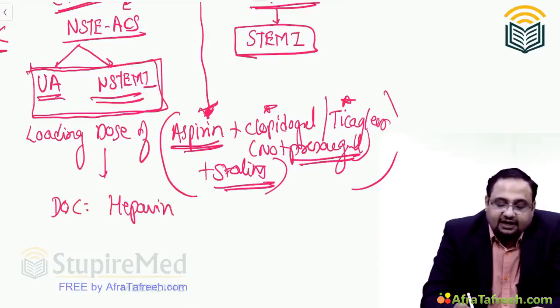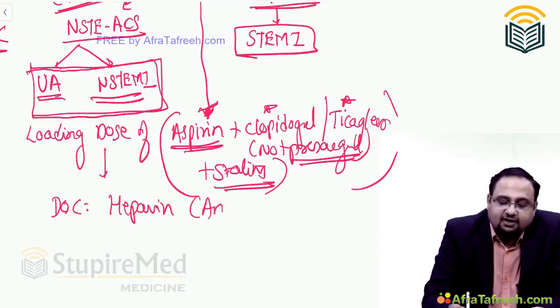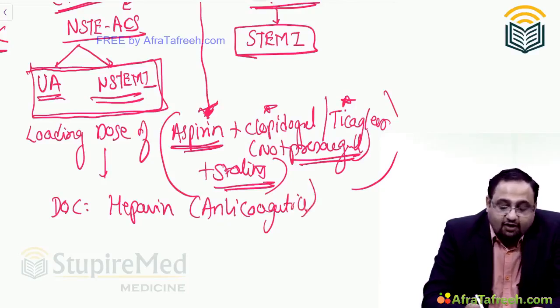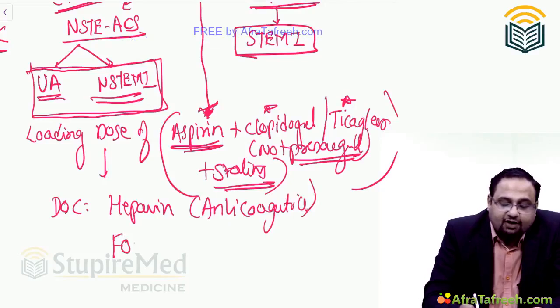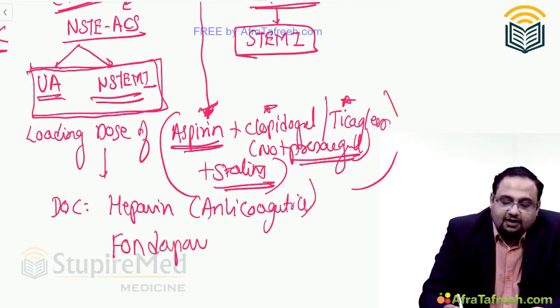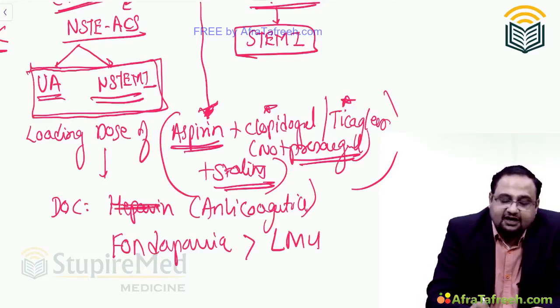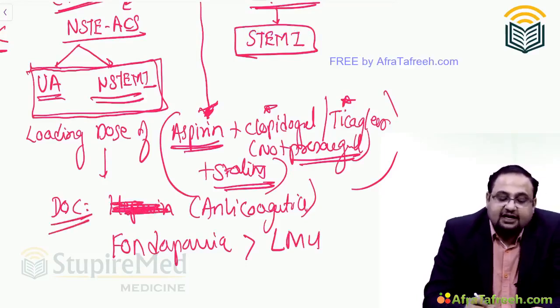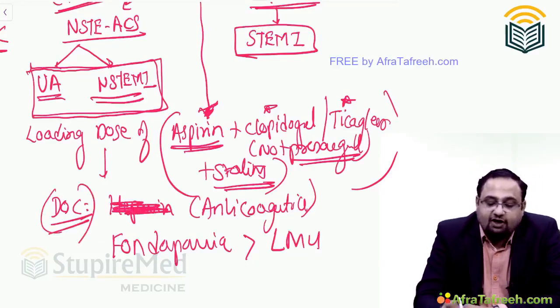Heparin anticoagulation is the drug of choice for such patients. The best anti-heparin drug of choice is fondaparinux, or low molecular weight heparin. I'll say the drug of choice, please kindly correct. The drug of choice is anticoagulation.